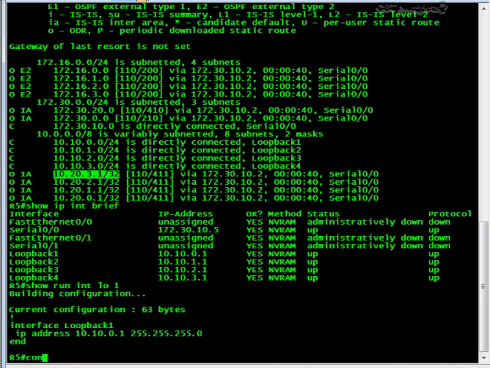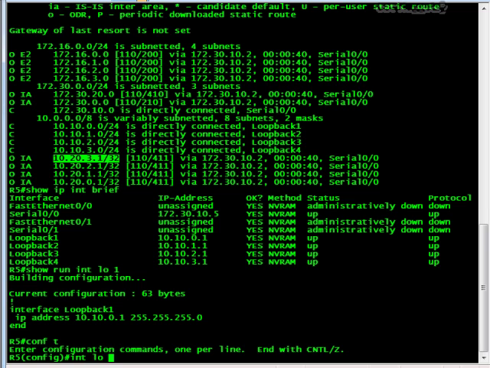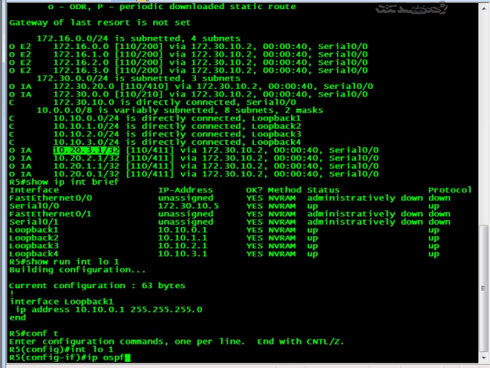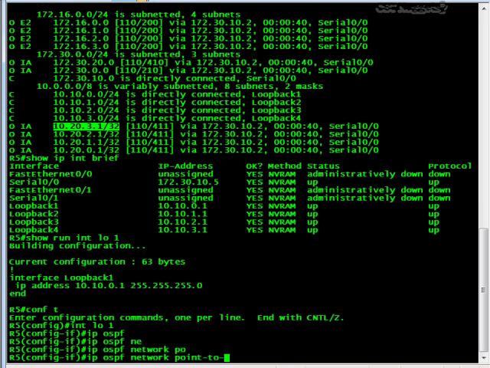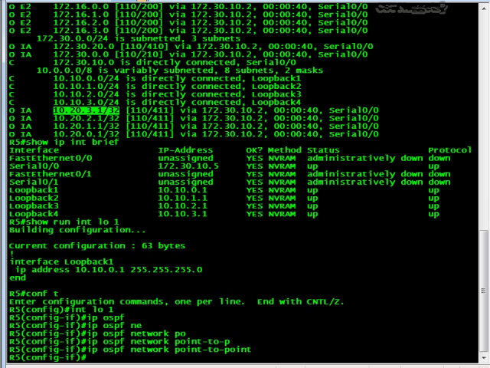And I go under interface loopback 1 and type in IP OSPF network. I'm changing the network type to point-to-point. We'll see a lot more of this command when we get into non-broadcast multi-access networks like Frame Relay. More on that later. But what that does is kind of trick OSPF, where OSPF will say, oh, okay, so that's not a loopback. That's a real network. So from there on out, it will actually advertise.